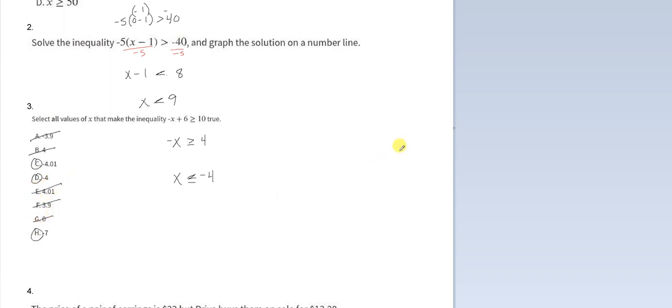Done. So much easier to solve it and then check off the list than go the other route and try every one of them. Right? Because I know that everyone has to be smaller than negative 4 or equal to it. That's an easy thing to check off my list, and much faster than trying to plug each and every one of them in and see if it works.